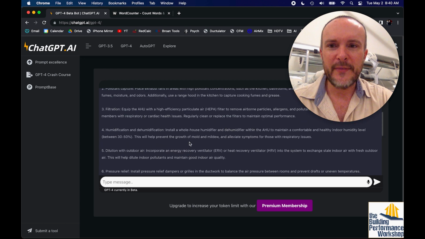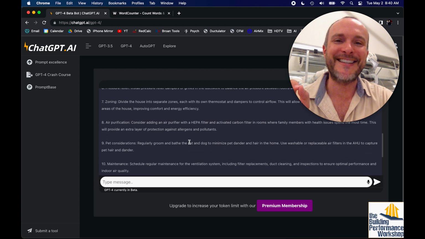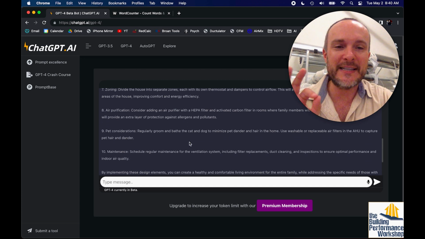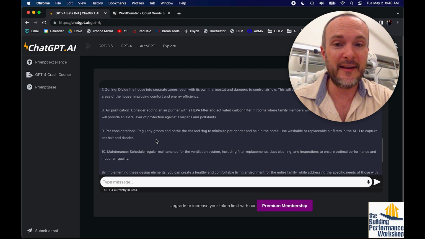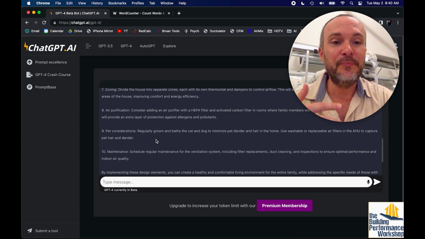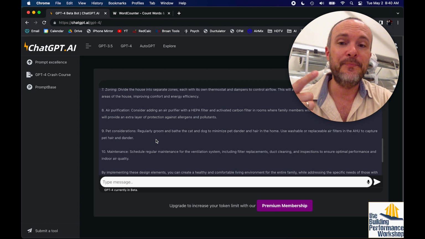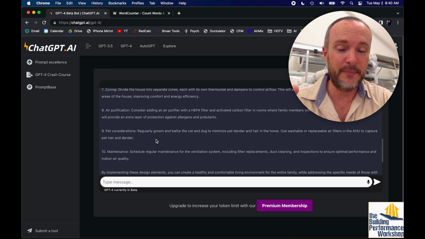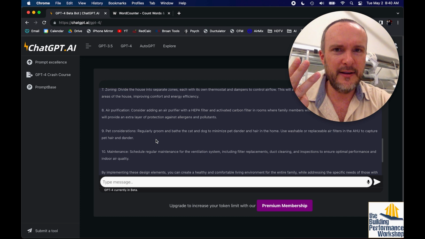So they said on filtration, HEPA filter, which they don't actually make a HEPA filter. Someone does. It's very expensive to do that because it's so restrictive. Pet considerations: regularly bathe and groom the cat and dog to minimize dander. Use washable or replaceable air filters in the AHU to capture pet hair and dander. Okay, so now it's contradicting itself. That tells me it's not listening to what it just told me. Now it's talked about three different filtration strategies, which contradict each other.